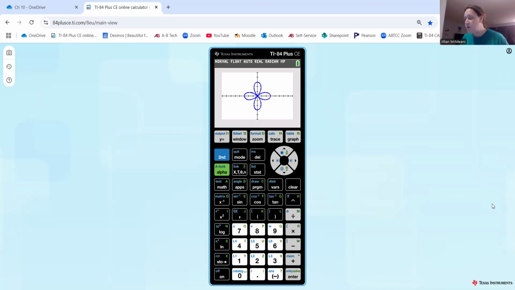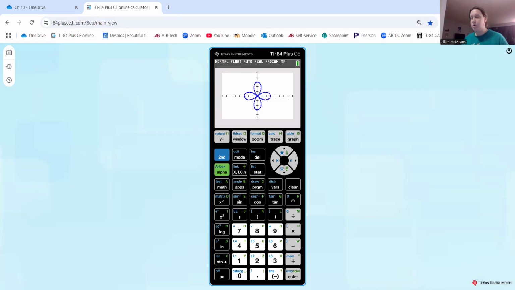Okay. So we definitely have some symmetry happening here. We have symmetry with respect to the polar axis. We have symmetry with respect to the y-axis or the pi over 2, okay? And symmetry with respect to the origin.